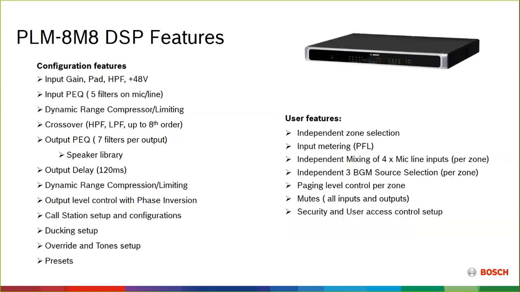I'm not going to read all of these, but this is essentially showing on the left the configuration features. These are the things I can control in the software. I have control of all of this DSP and zoning and compression and EQ and levels and a full mixer and all of that. I can set up presets or scenes. And then on the right is what you would see as the user features.